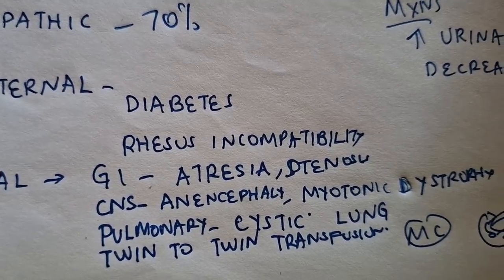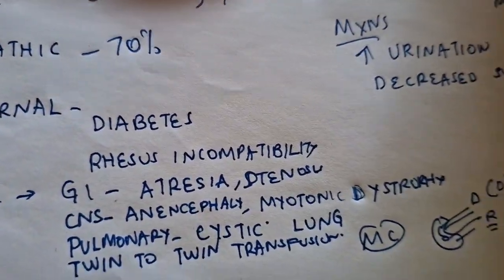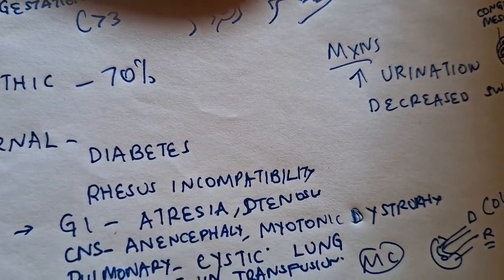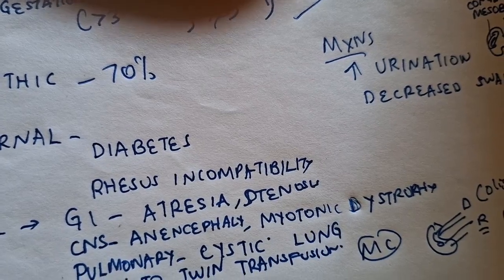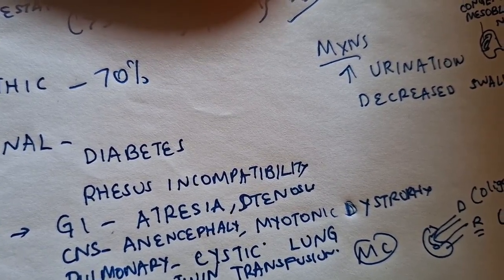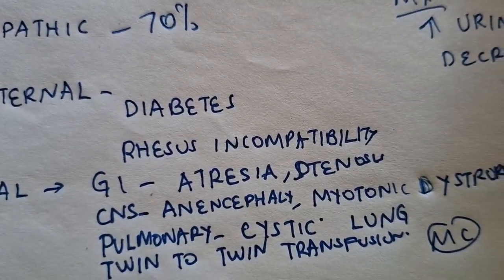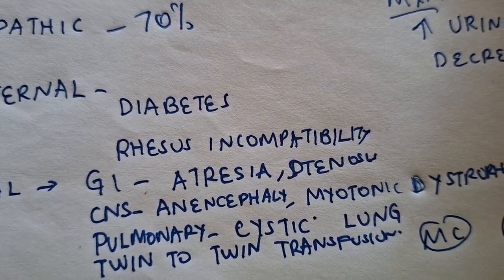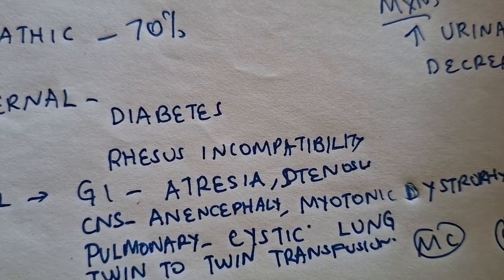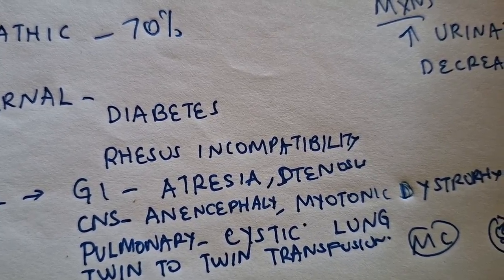Twin-to-twin transfusion syndrome is when the babies are sharing a placenta, and we usually have one that is the donor and another that is the recipient. The donor will usually develop oligohydramnios, where we have reduced blood, and the recipient will have polyhydramnios because the majority of the blood is getting into the recipient, because of anastomosis in the placenta.